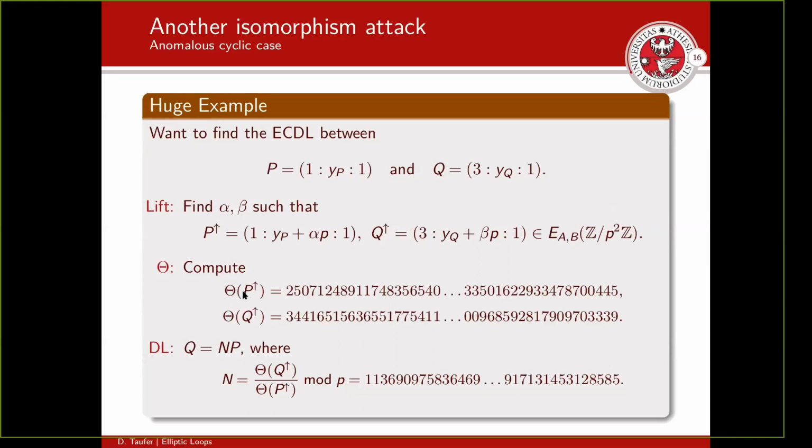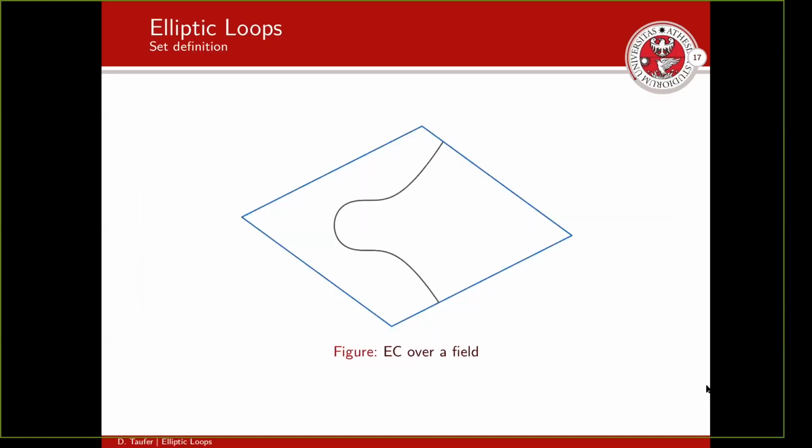So you compute this theta function, and you find two very large numbers. And then you just take the quotient of these two numbers inside the starting field, and this is the discrete logarithm. So it really takes zero time to be performed in Magma. Okay, so I'm halfway in the presentation, and I never spoke about elliptic loops.